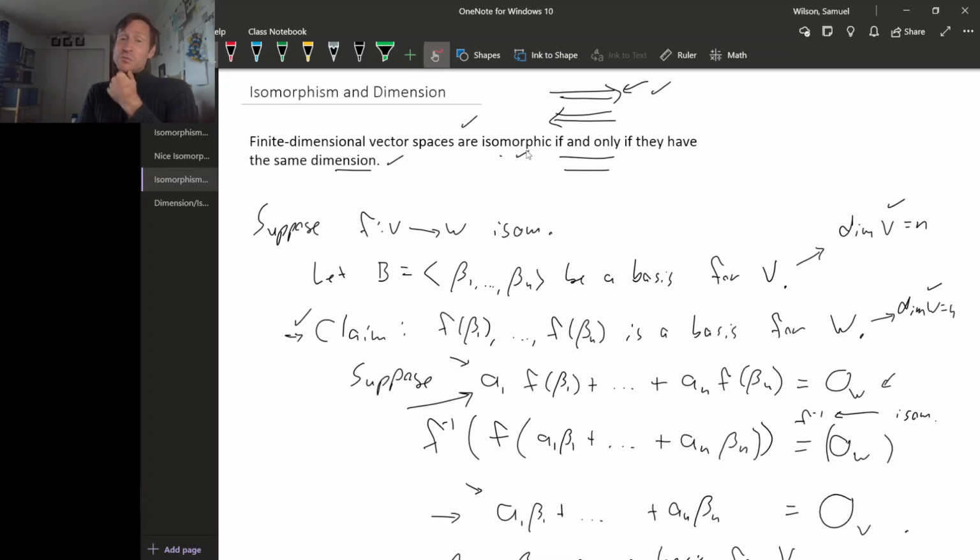And this is a bit of a surprise. It turns out that for finite dimensional vector spaces, to know what isomorphism class you're in, you only need to know what dimension your vector space has. This is why so many vector spaces look like each other. It's because as long as they have the same dimension, they are isomorphic.